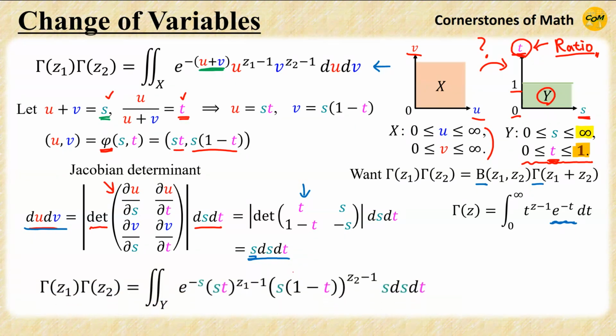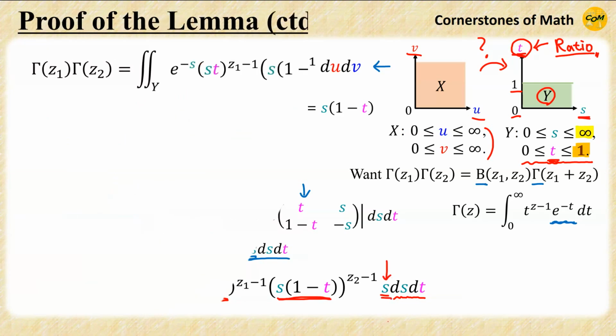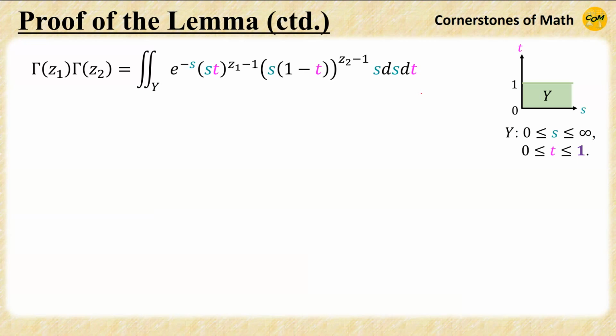Therefore, the integral is now expressed like this. We have new domain y, and u is changed to st, and v is changed to s times 1 minus t, and we have ds dt multiplied by s, which comes from the Jacobian. And from here, it is essentially the reverse process of what we have done.